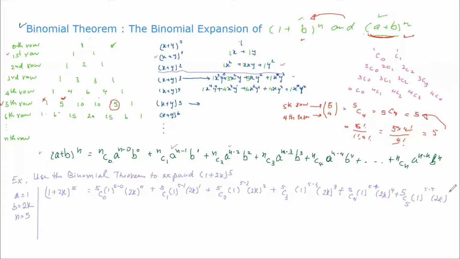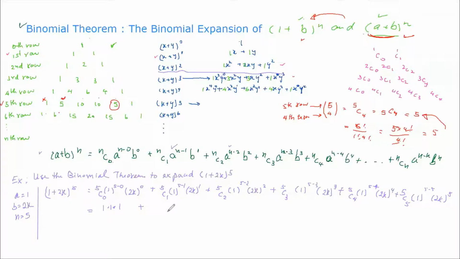This one, power 5. Okay, now we simplify. So 5C0 is 1. Right? So you have 1, but 1 power anything is still 1. And this one, 2x power 0, is still 1. So this equals 1, the first term, because you can observe 1 power 5C1 there.